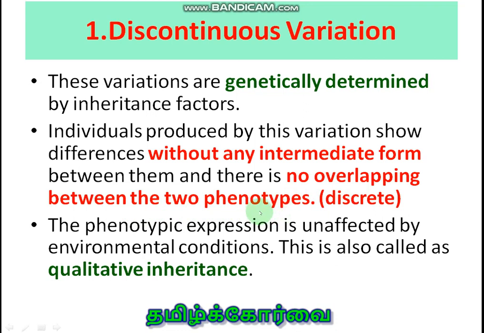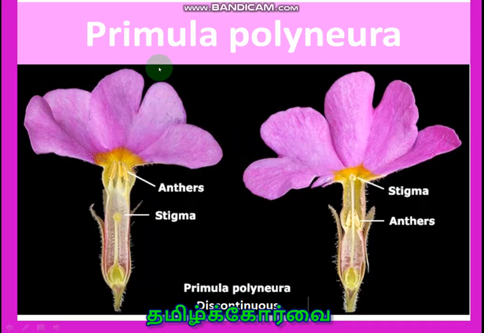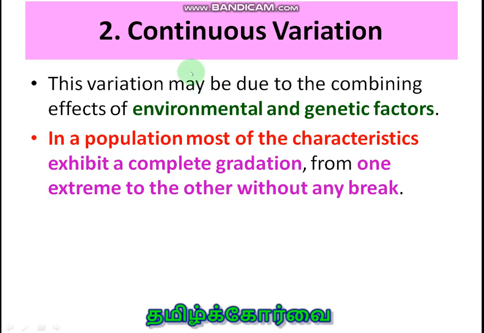There is no intermediate height, so it is called qualitative inheritance. It can be expressed in terms of their quality but not with respect to their quantity. Here I gave the picture of Primula polyneura. Here you can see there are two varieties: one is short style and another one is long style. There is no intermediate length of style, so it is discontinuous.